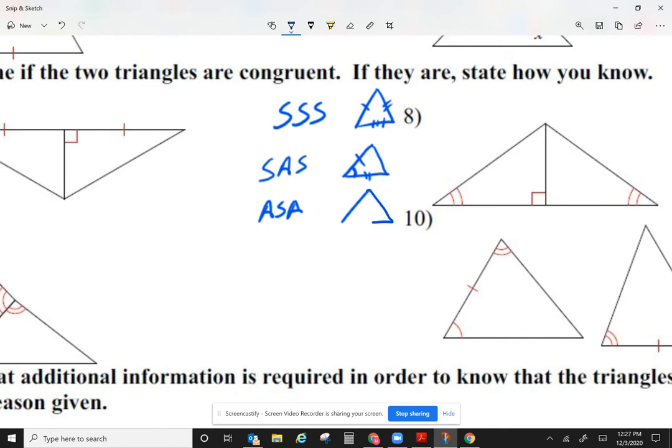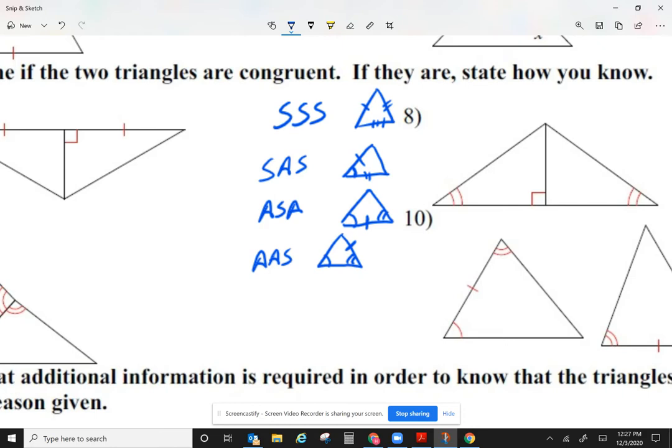Another rule that we learned was angle, side, angle. So what I need to have is two angles marked. Remember, angles are the corners, and the side that I need is the one in between the angles. So I need to mark that side. Another rule that we learned was angle, angle, side. What I need for that one is two angles, but now the side is not in between the angles. It's any of the other two sides. So an example, this one.